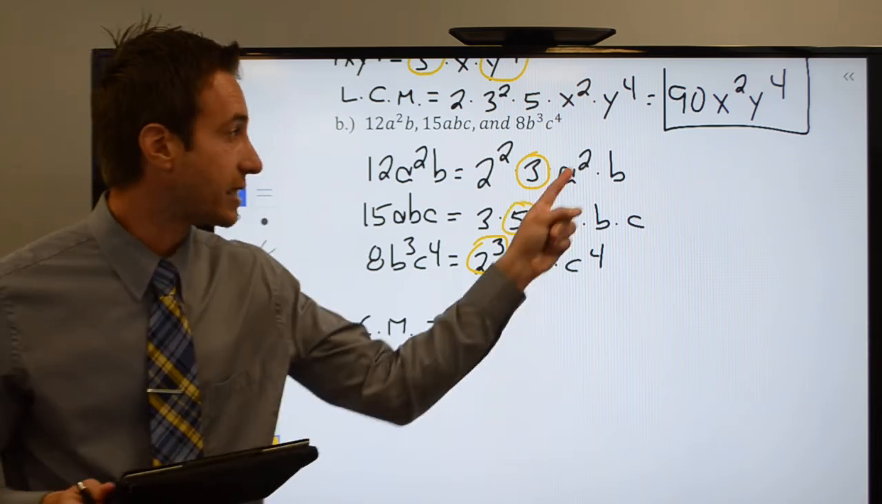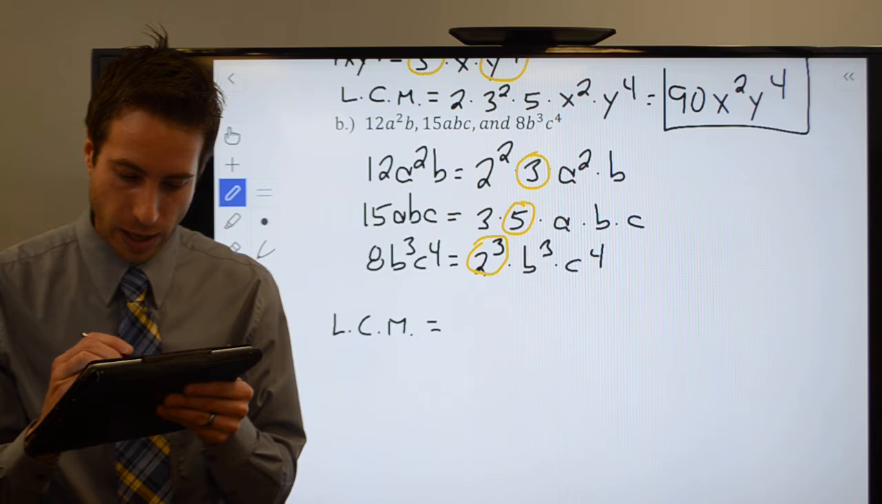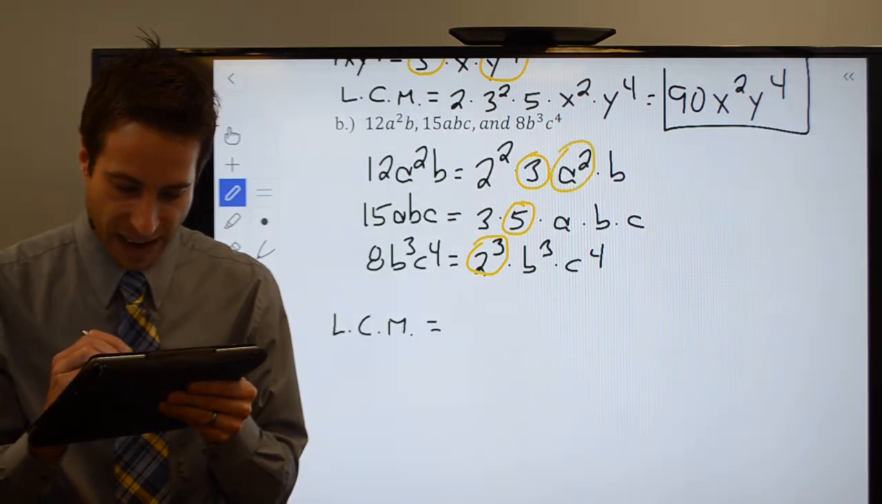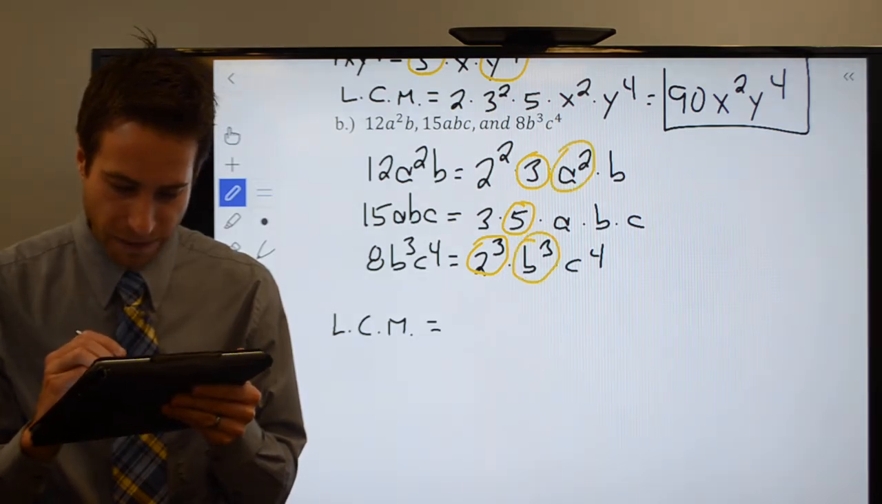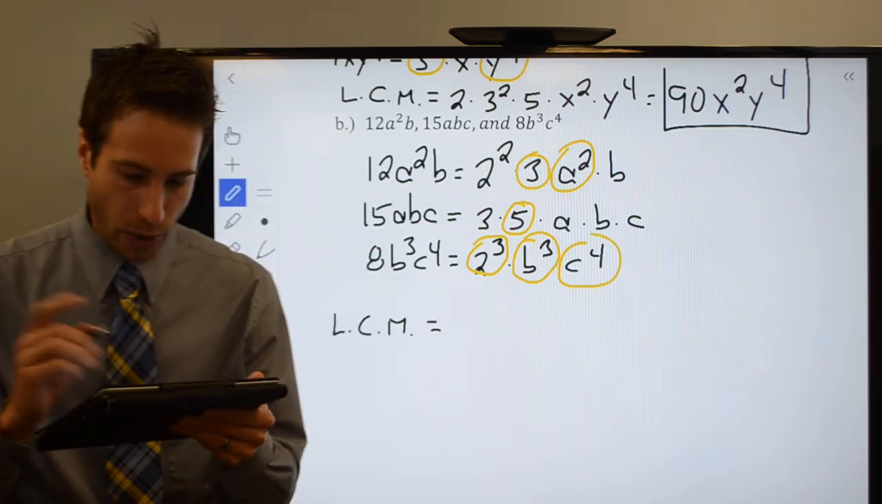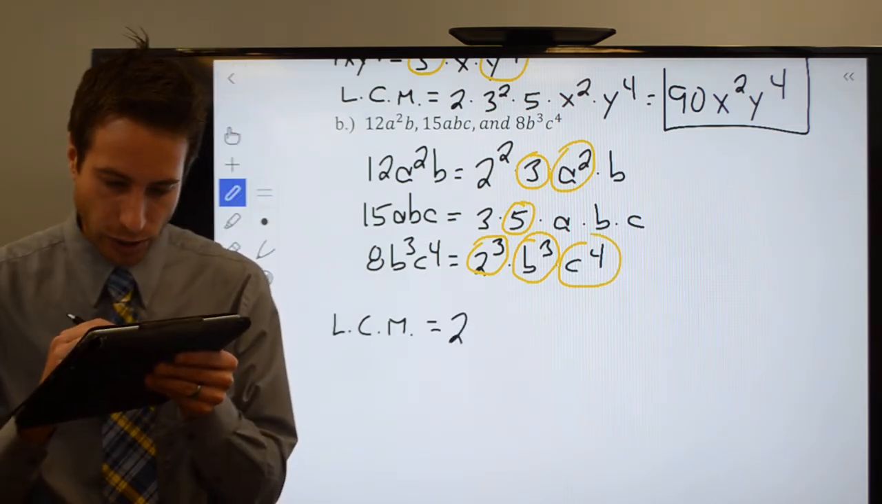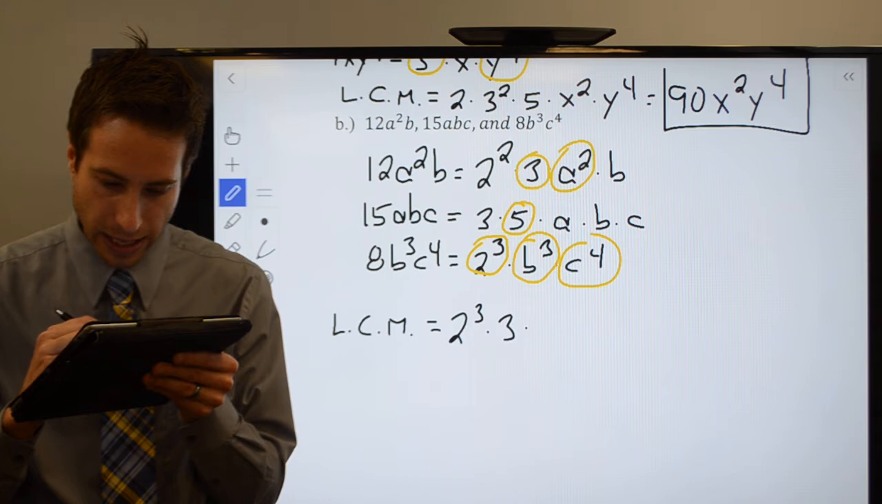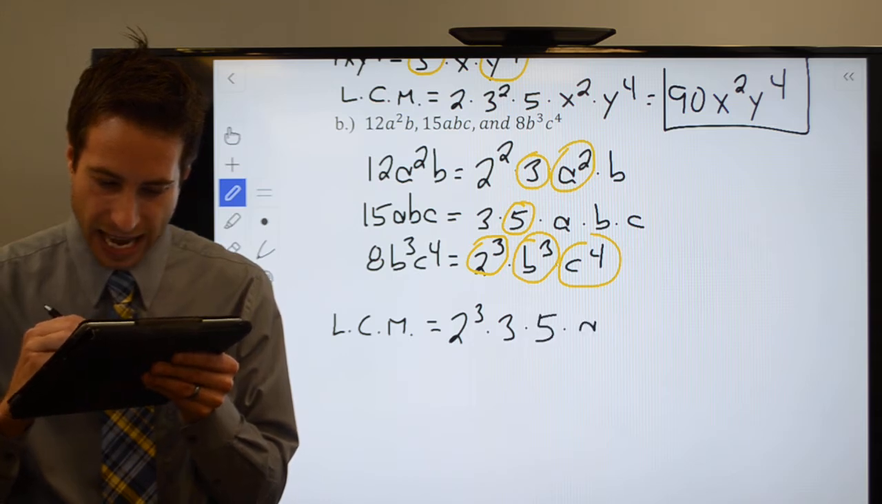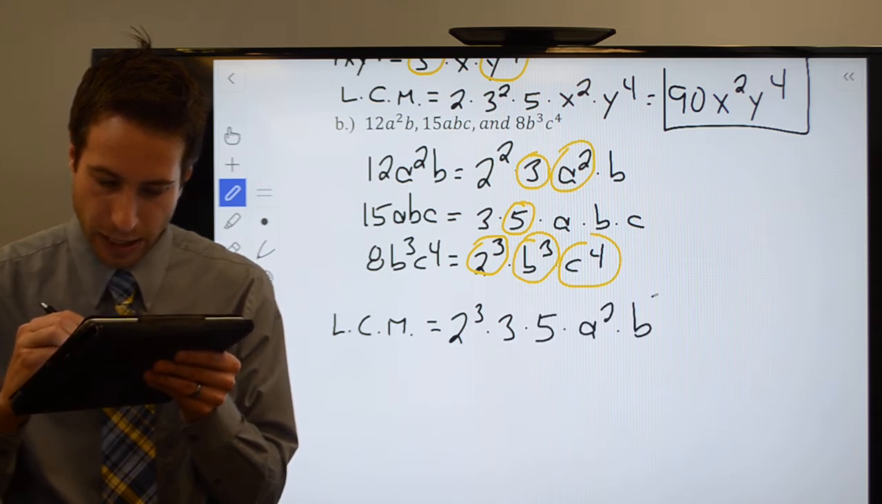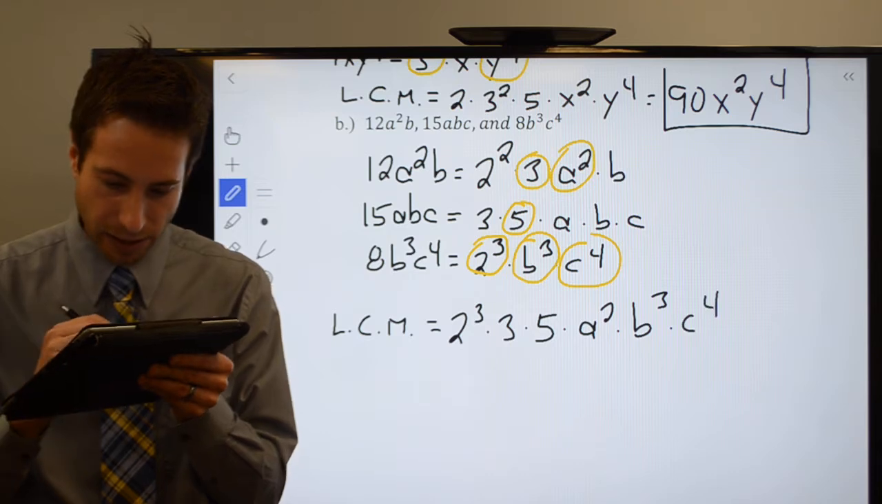A shows up twice, a squared and a. I keep the bigger one. Keep the biggest factorization of b, that's b cubed. All right, there we go. So we write all this stuff down. I got a 2 cubed, I got a 3, I got a 5, I have an a squared, a b cubed, and a c to the fourth.